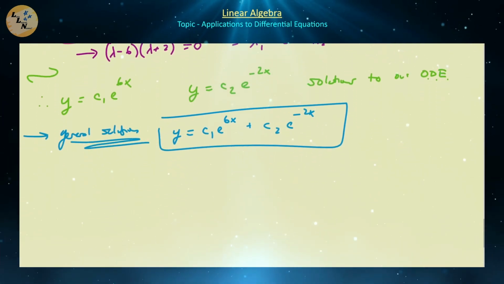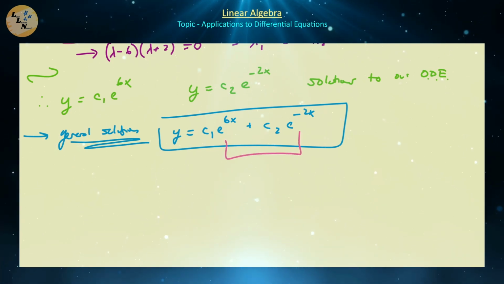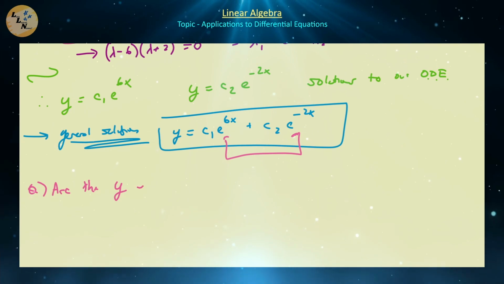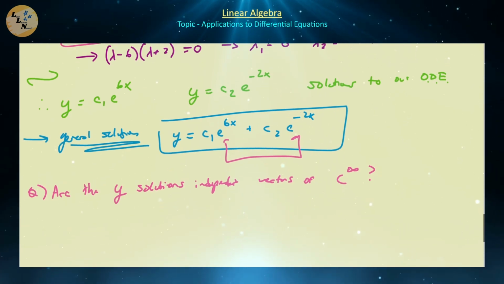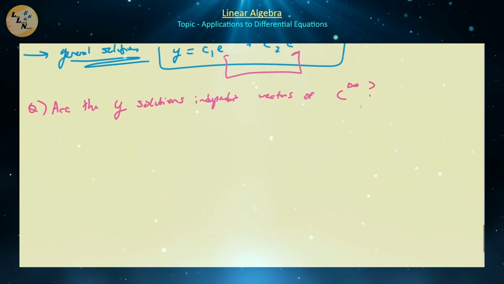So if that's the case, then one thing we need to verify is, are these vectors independent? So question: are the y solutions independent vectors of C infinity? Because if they're not independent vectors, then we don't have a basis of dimension 2. We just have a basis of dimension 1 or possibly less.